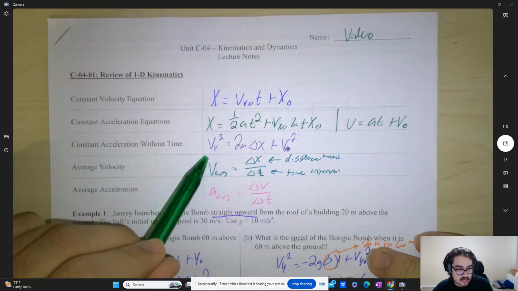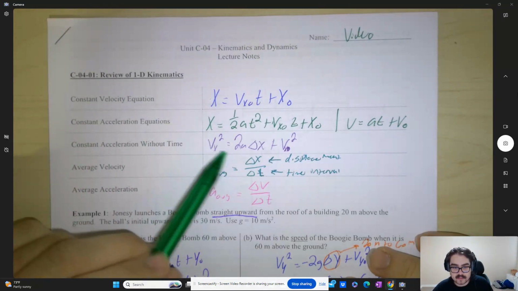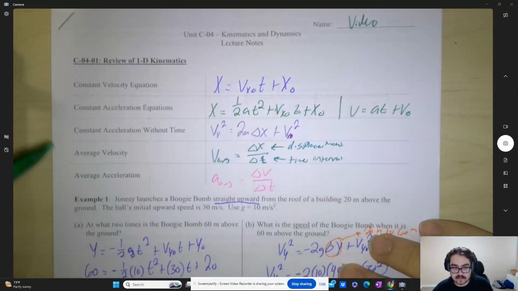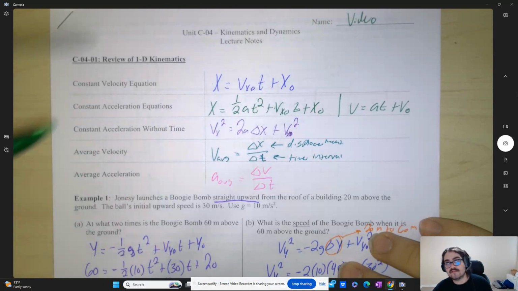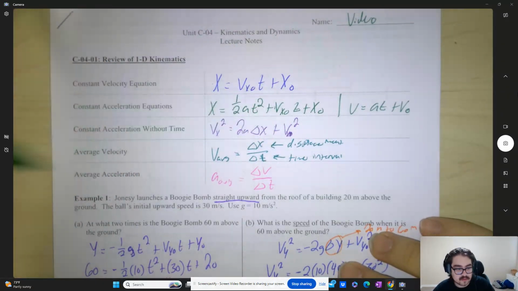There's another equation for constant acceleration without time. This is what we call the no-time equation. This is a really popular one. It's really helpful a lot. This is basically giving you these values without having to involve time. So if you're not given time in the problem, 9 times out of 10, you're going to have to use this equation right here.